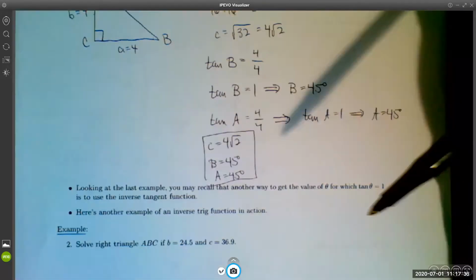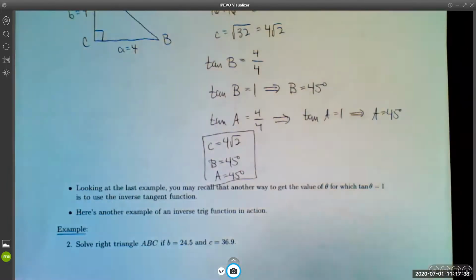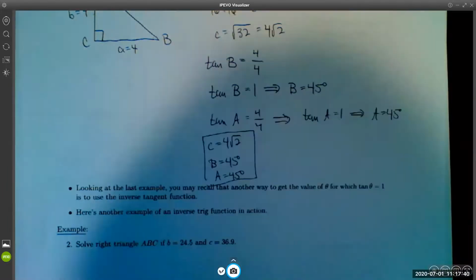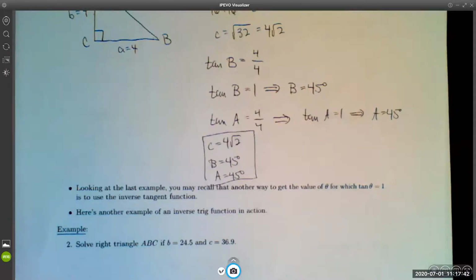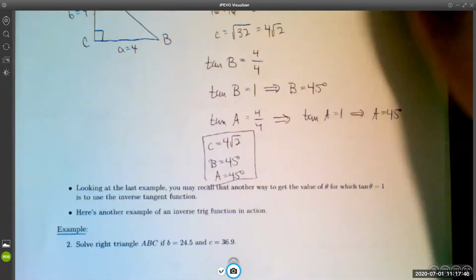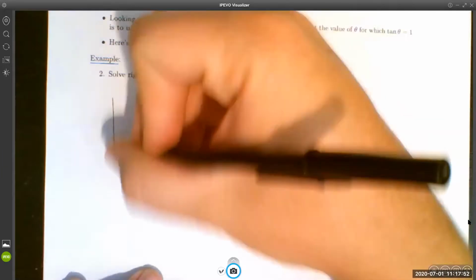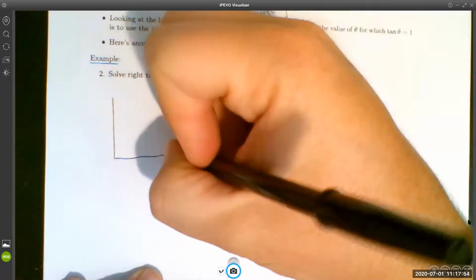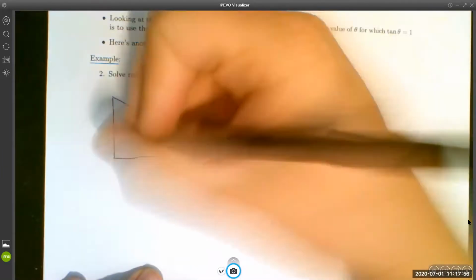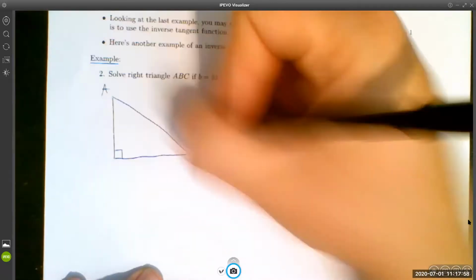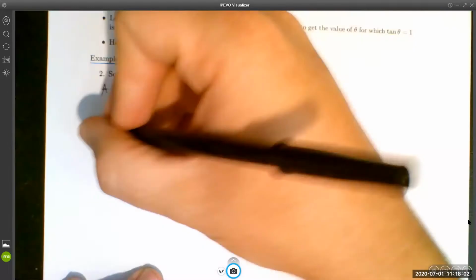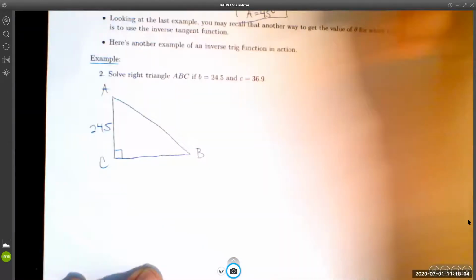So to figure those things out, we use inverse trig functions. And for now, just use a button on your calculator. You should be able to find the inverse trig buttons on your calculator. But let me give you an example of this. So let's solve this triangle. We know that B is 24.5. We know that C is 36.9.